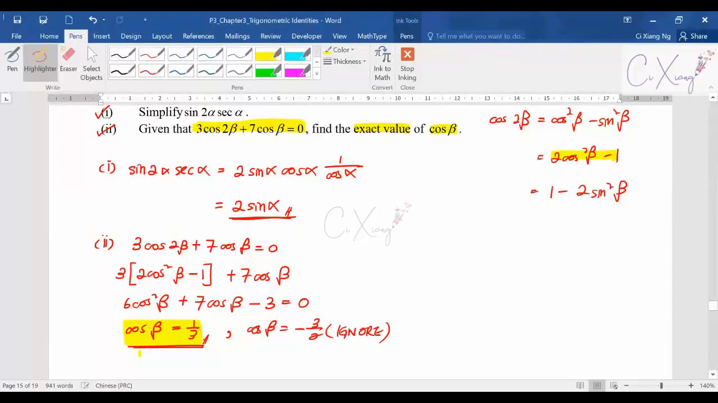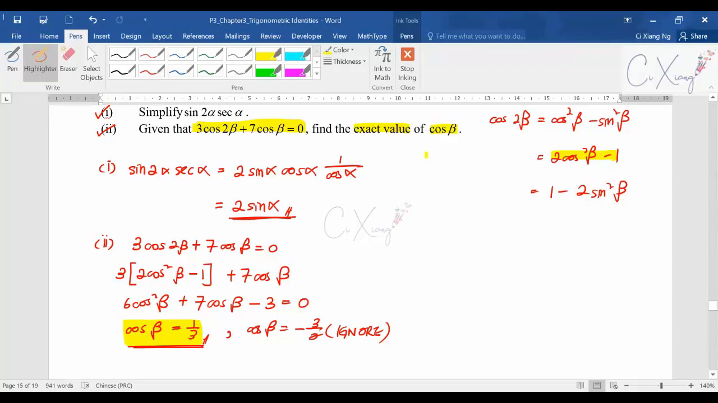Okay, all right. And then do you need to find the value for beta or not? No need, because in this question, they are asking for the exact value of cos beta only. They don't want beta. So don't go and solve it. All right, so cos beta equals 1 over 3 will be the final answer.